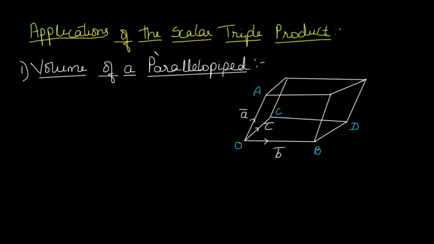Now let us see some applications of the scalar triple product which we are going to use in the exercise. First of all, the volume of a parallelopiped. This box-like figure is called a rectangular parallelopiped. Now the volume of this parallelopiped. Now we consider a parallelopiped having coterminous edges.